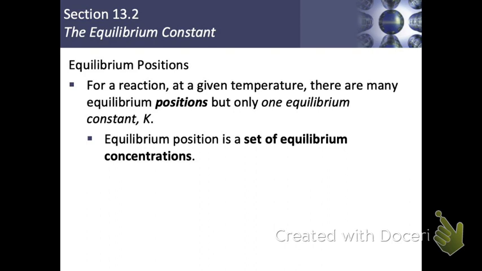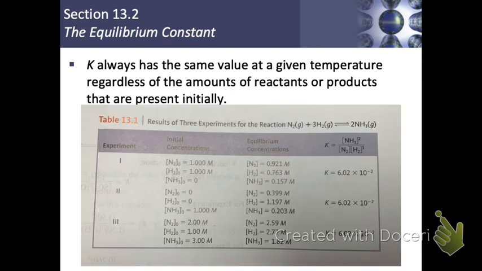For a reaction at any given temperature, there might be many equilibrium positions, but only one equilibrium constant. What we mean when we say an equilibrium position is actually a set of concentrations. If I look back here, this would be considered an equilibrium position, that set of concentrations. This would be considered an equilibrium position, and this would be considered an equilibrium position. It's just a set of our conditions, but we only have one K value for all of those. K is the same throughout all the trials.